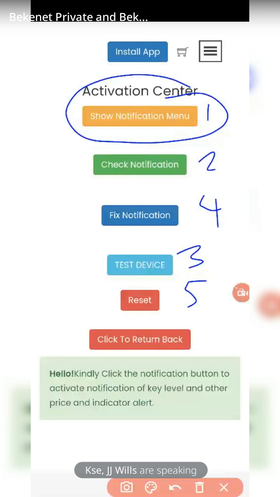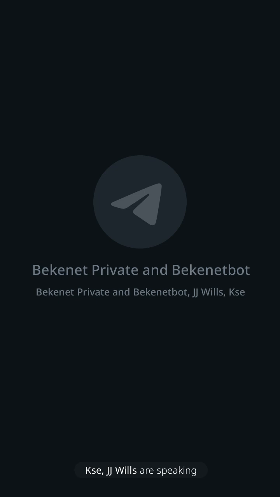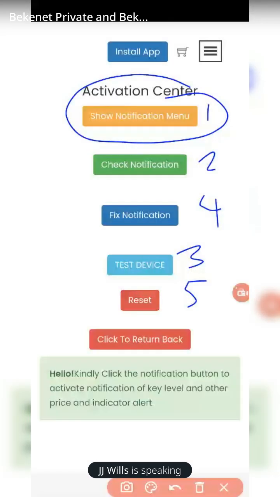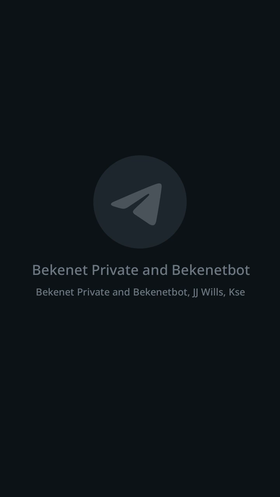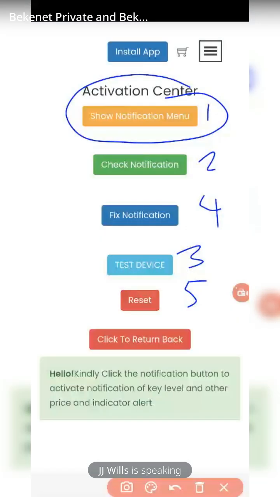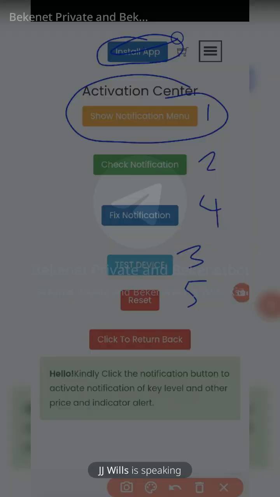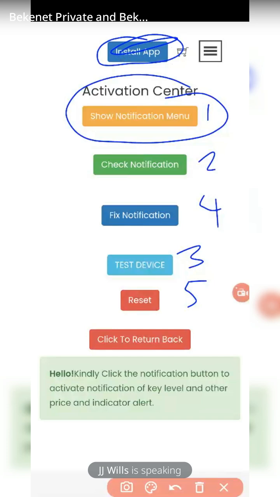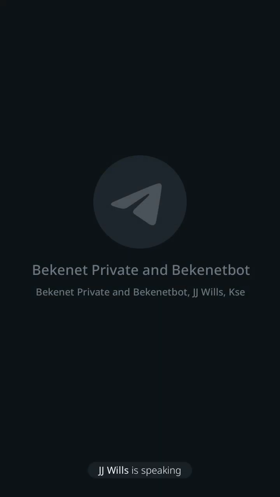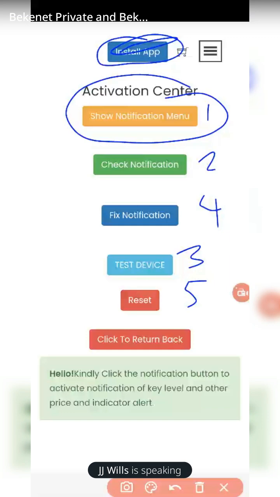The install app up there, is it for the Bekenet software or for the notification app? Bekenet software has everything now. That's the software for the trading software. It's for those who do not know how to install it. You can just come here and install it yourself. But if you have chatted me up, I must have sent you the raw file that you install via WhatsApp. Yes, that's right.